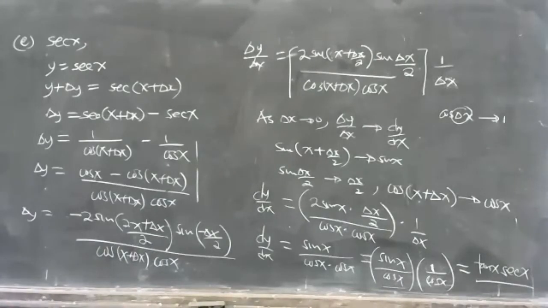Teacher. Yes? My answer is negative cot x cosec x. Is it correct? Negative what? Negative cot x cosec x. Yeah, that's correct. Okay. That's correct. Is Rania there? Edgar.